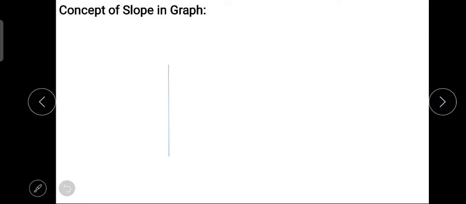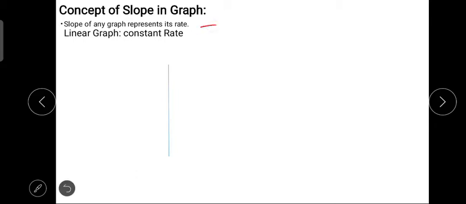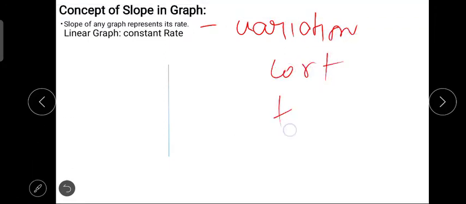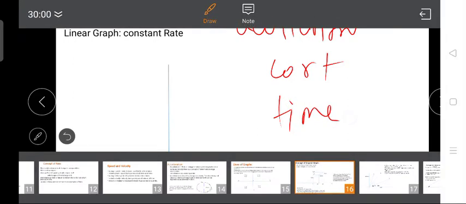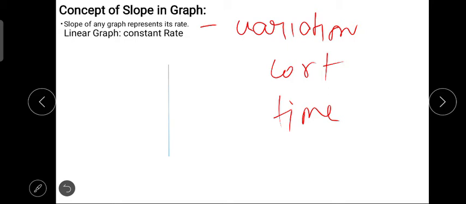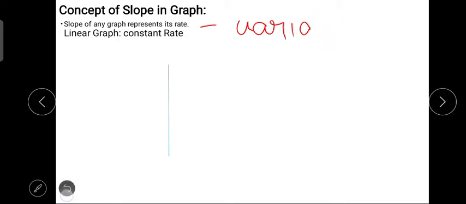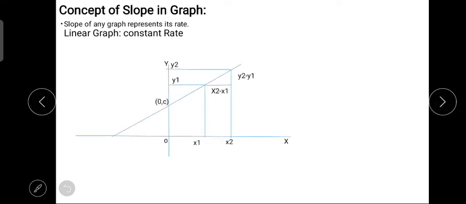So what is next? Concept of slope in the graph. This is again a very important concept. Slope of any graph represents its rate. Rate means variation with respect to time. If you are varying some quantity with respect to time, that means you are getting its rate. To calculate the rate, and rate plays a very important role as we have discussed in the theory classes. Theory classes means when we are dealing with the equations of motion. तो आपने वहाँ पर भी रेट निकाला था.